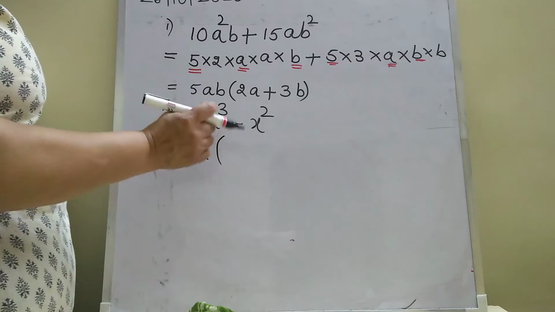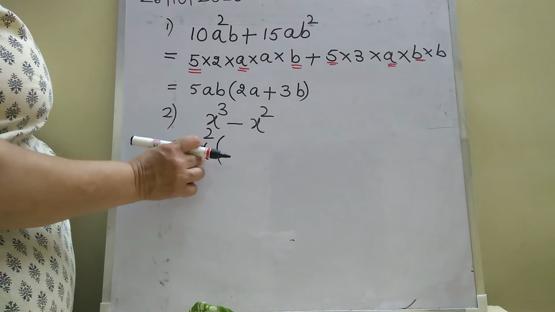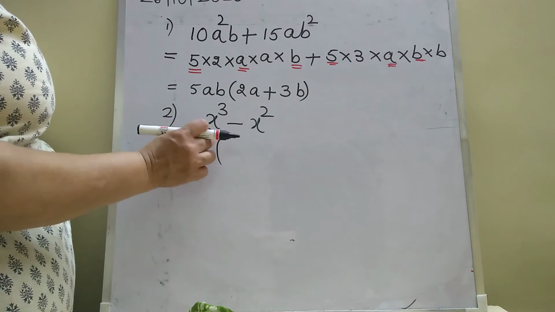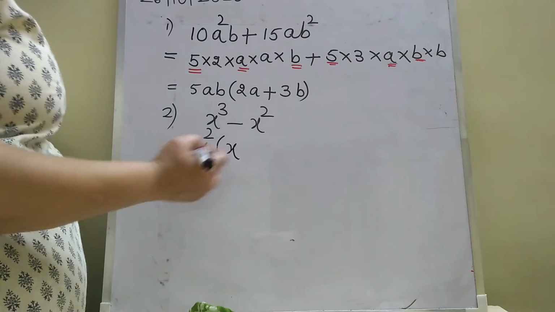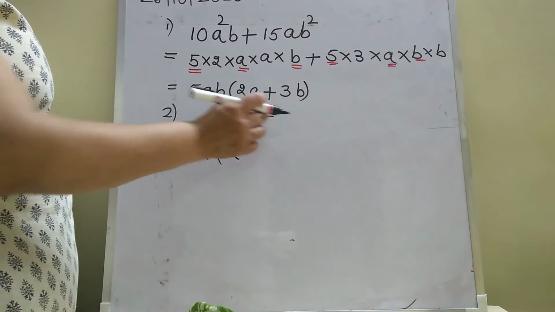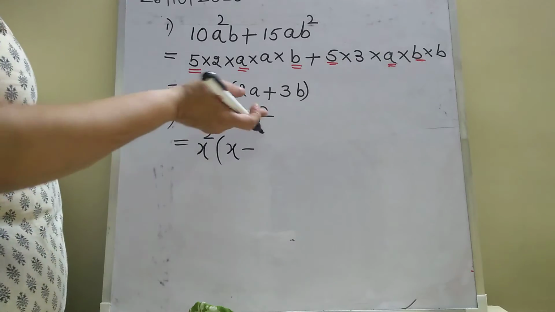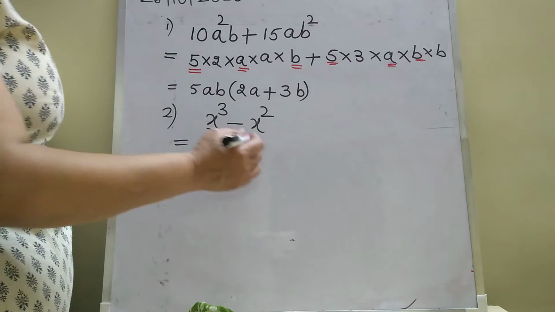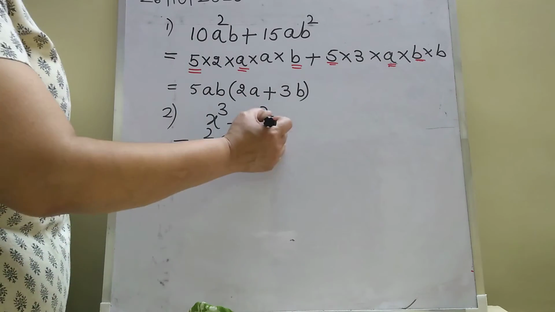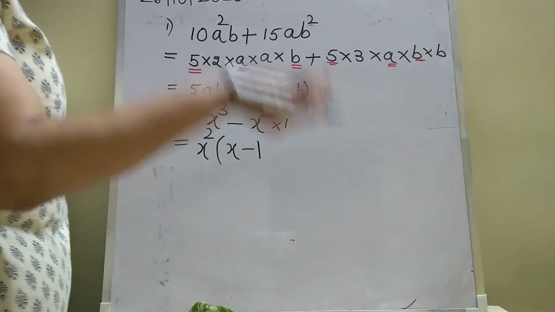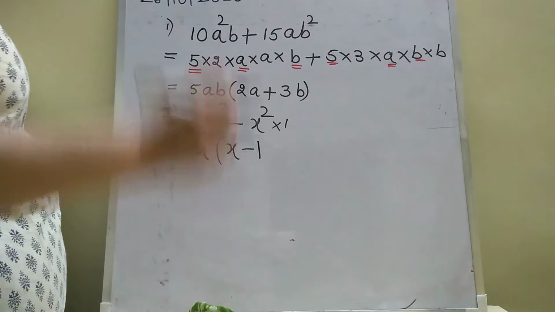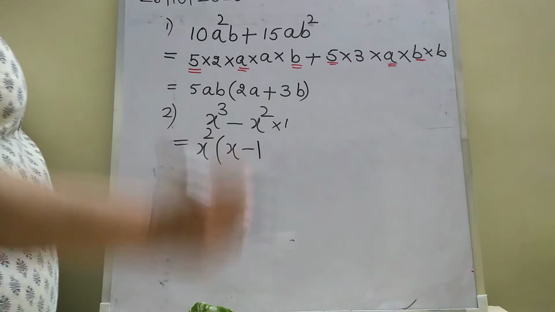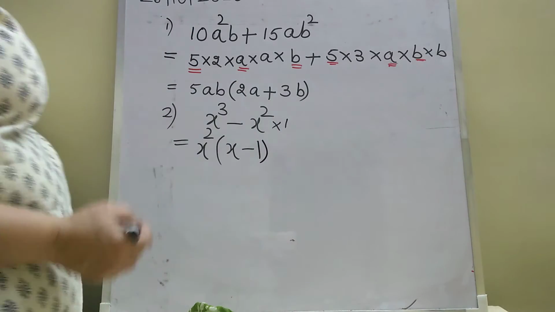Now while writing inside the bracket, consider this term x cube. Already x square is outside the bracket. So what is going to be inside is x. Then minus x square: already it is taken outside. So what is going to remain? 0? No, it is going to remain 1, because x square multiplied by 1 is already there. 1 is a factor of each and every number. So it is going to come 1.